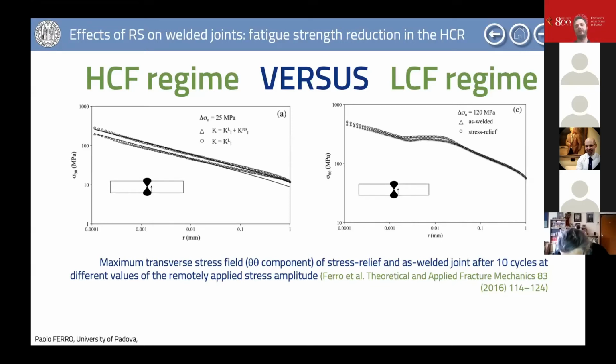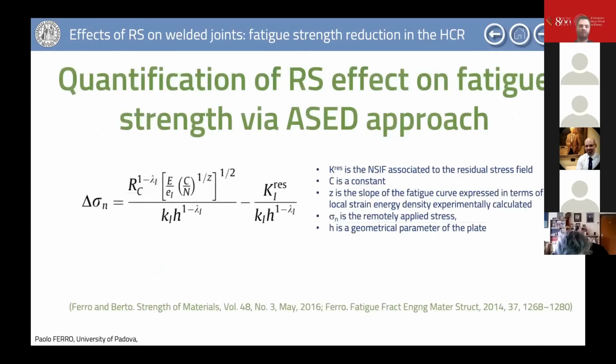This means that, of course, in this case we have no difference in the fatigue strength of the welded joint in the low cycle fatigue regimen. So we have defined an equation that can be used in order to quantify these effects in the high cycle fatigue regimen. This is this equation with this formula, in which K1 is the residual notch stress intensity factor we found.